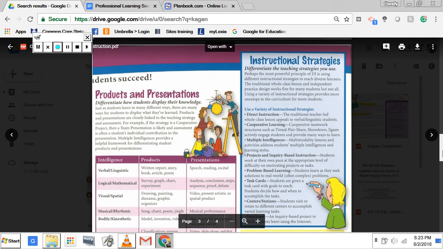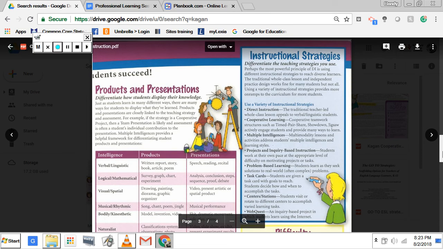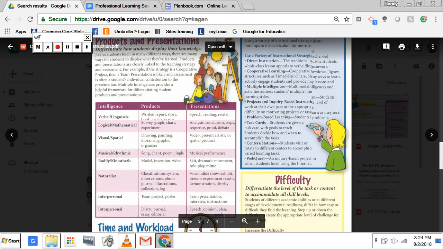Also, the instructional strategies that you can use with these can be used as part of your Kagan strategies. You can pull some of those out. Obviously, I'm an ESOL and music teacher, in case you didn't know. So I use the musical rhythm things, songs and chants and jingles and things like that. I use those all the time.